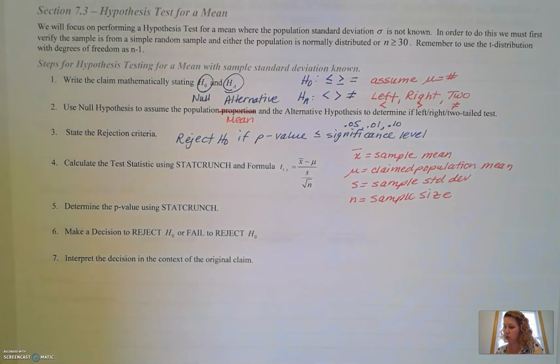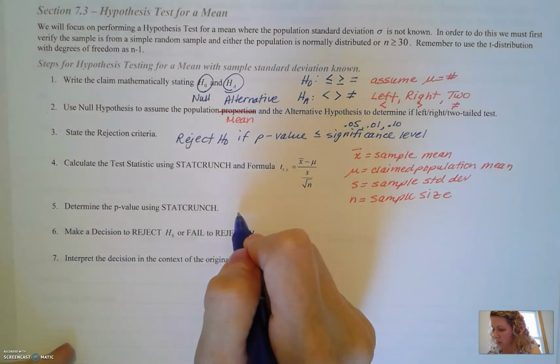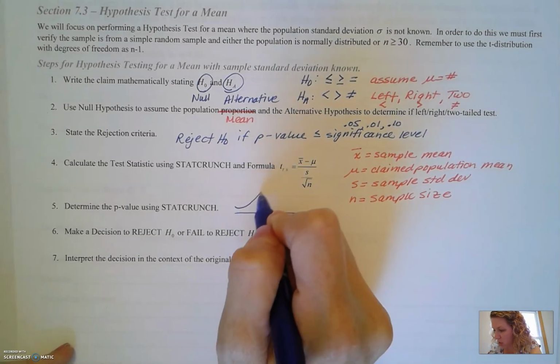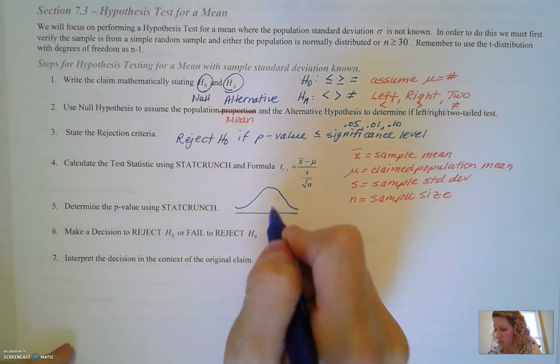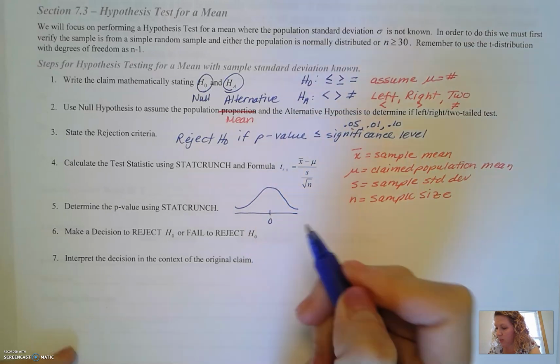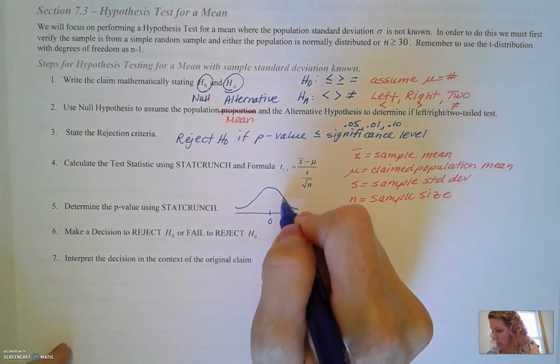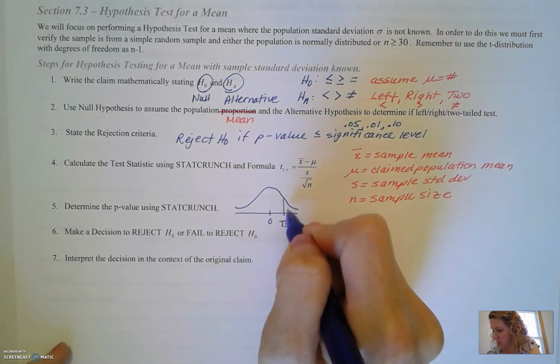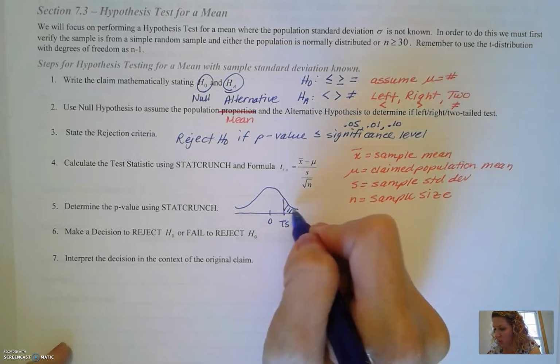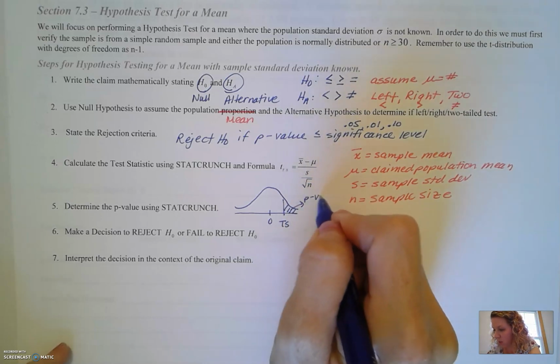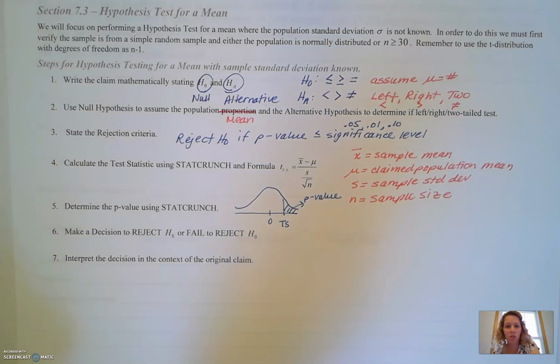Next, we're going to determine the p-value using StatCrunch. So remember the p-value, if you're looking at the t-distribution, which is like the normal curve here, okay? The p-value is a probability of reaching that test statistic or greater or less than. So it's a probability of it falling within that region there. So that's the p-value. Next, to make a decision, reject or fail to reject the null hypothesis.